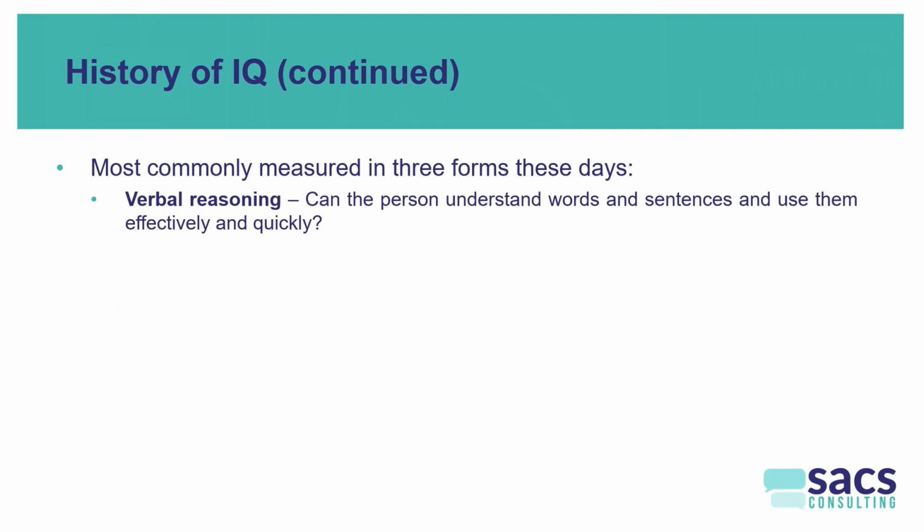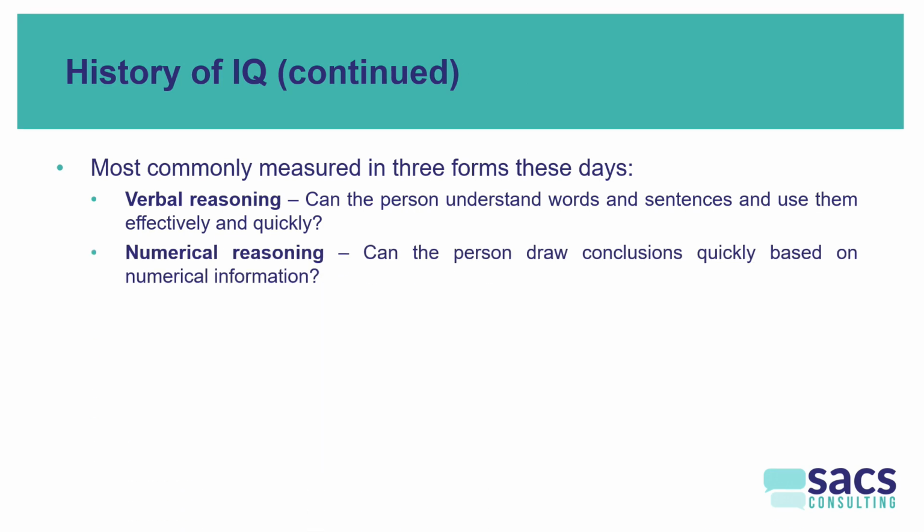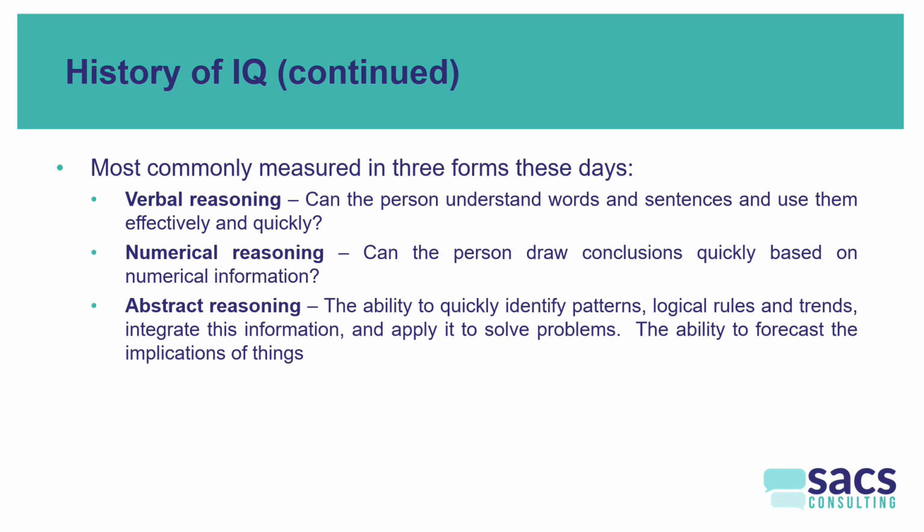Now these days at work we tend to measure cognitive ability in 3 forms. Verbal reasoning, pretty straightforward. Are you good with words? Numerical reasoning, pretty straightforward. Are you good with numbers? Abstract reasoning. This confuses people more.